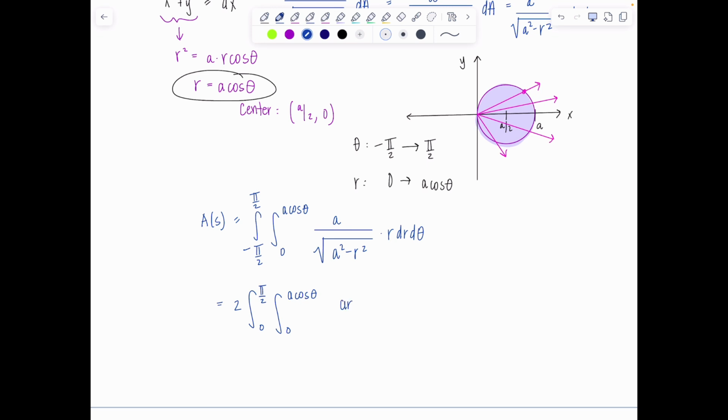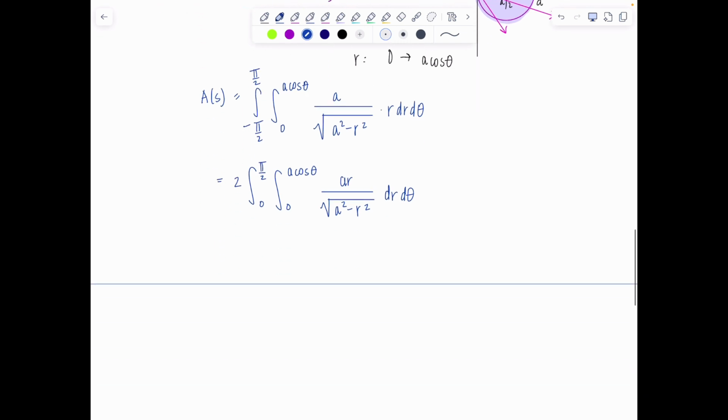So a r over square root a squared minus r squared dr d theta. So we're going to integrate with respect to r. Do you need me to finish? You just use u-substitution, and then you plug in a cosine theta, and then you integrate with respect to theta, and you use a little Pythagorean identity. You want me to finish it? Okay. So we're going to use substitution in our head.